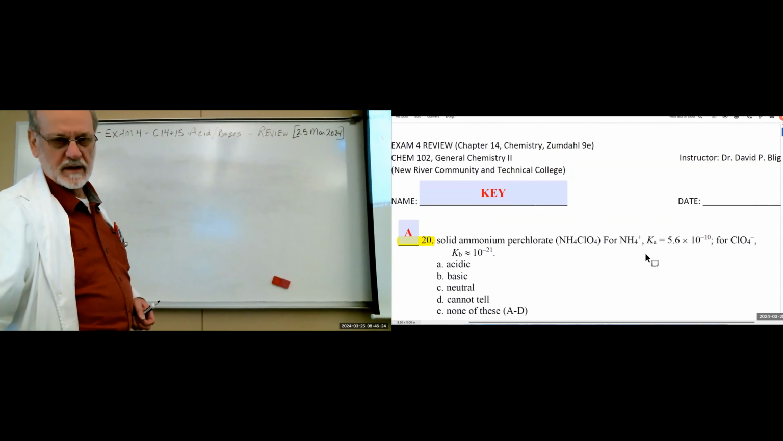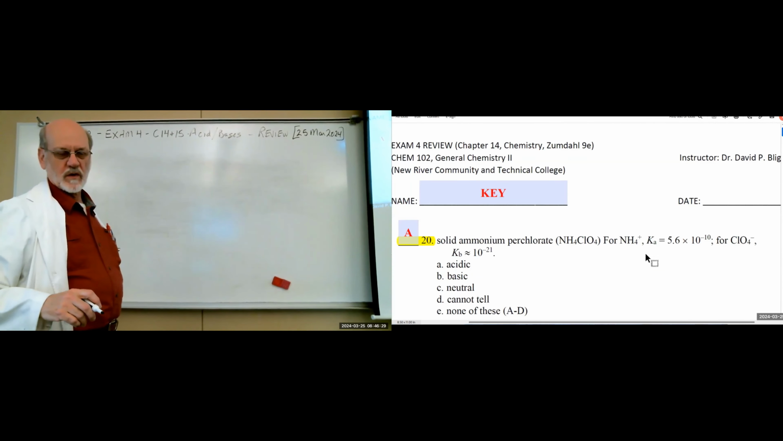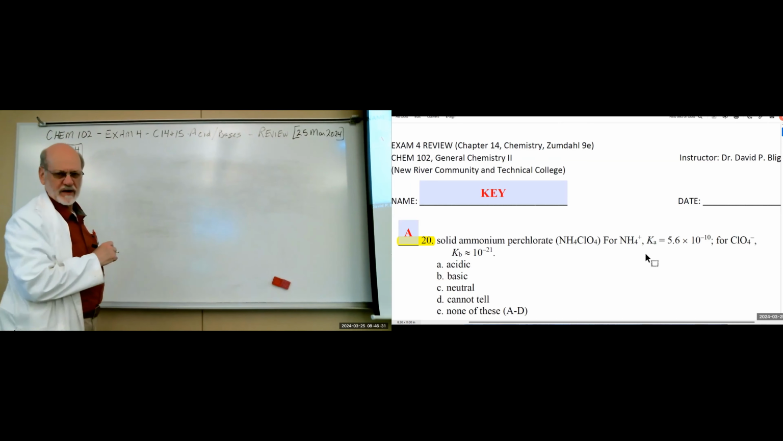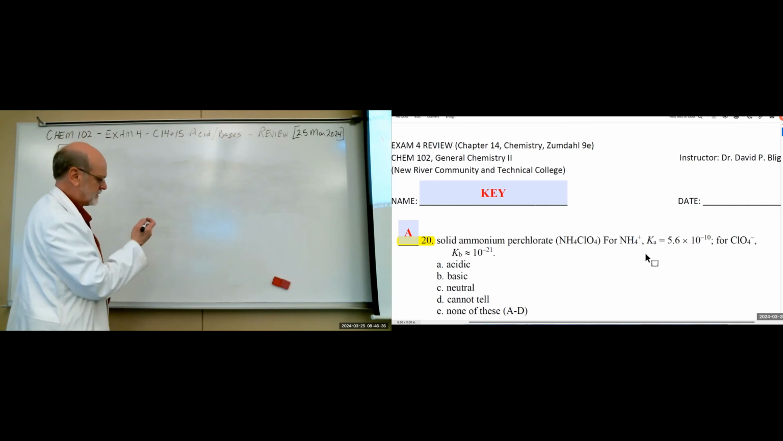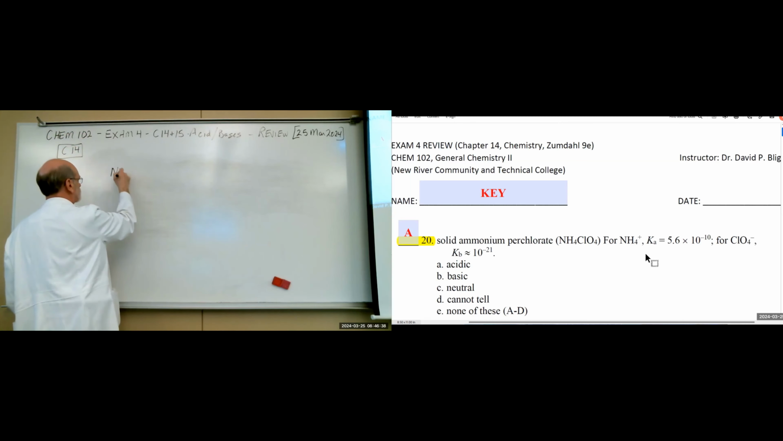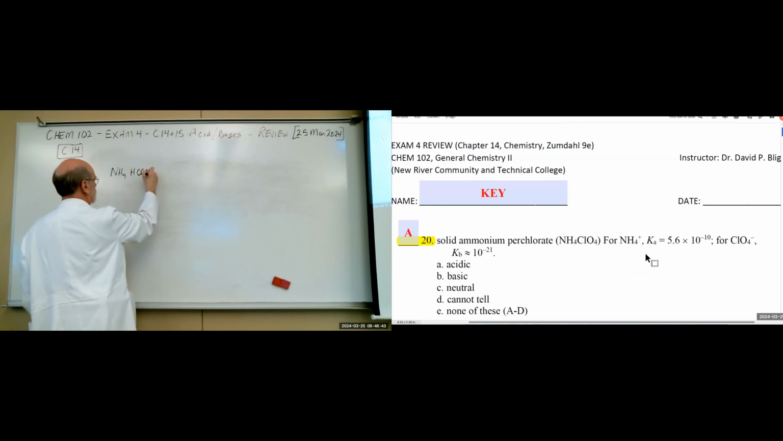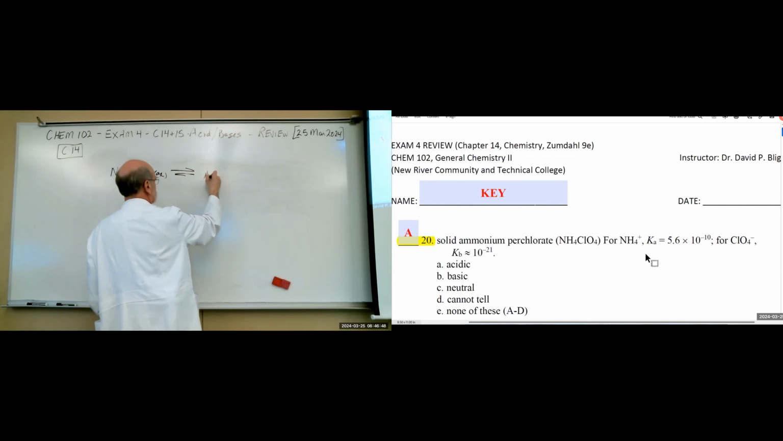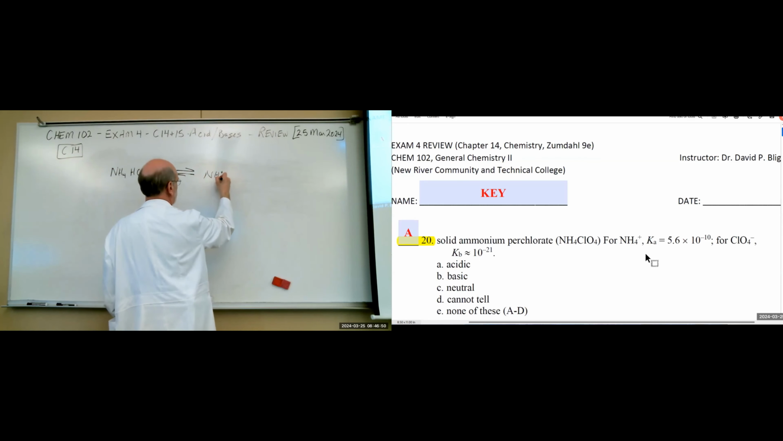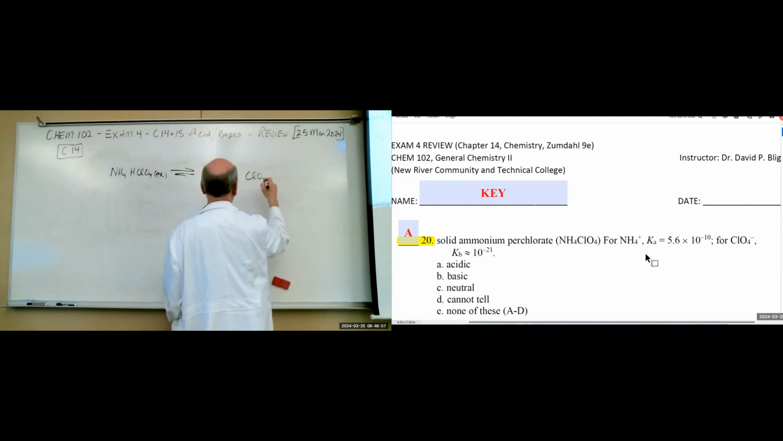All right, same deal. Is this going to be basic or acidic? We've got ammonium perchlorate, NH4ClO4, and this produces ammonium again, where we already have the value for that one, and then the chlorate ion.